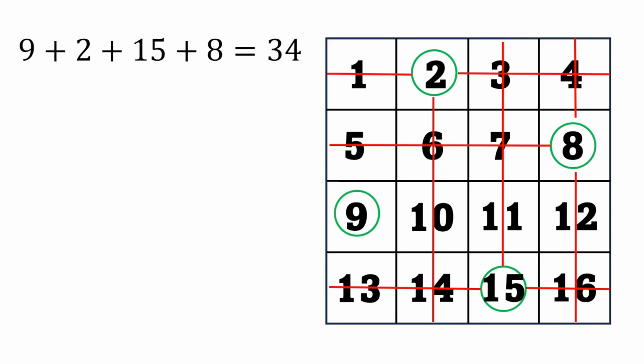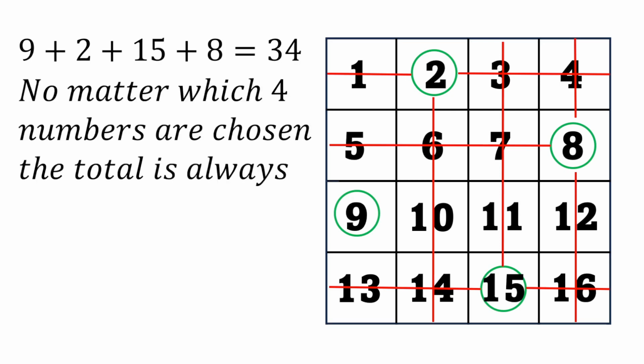Pause the video here, pick any four numbers that you want following the same algorithm, and let's see what total you get. Well, believe it or not, no matter which four numbers are chosen, the total is always 34. And we're going to prove why in this video.